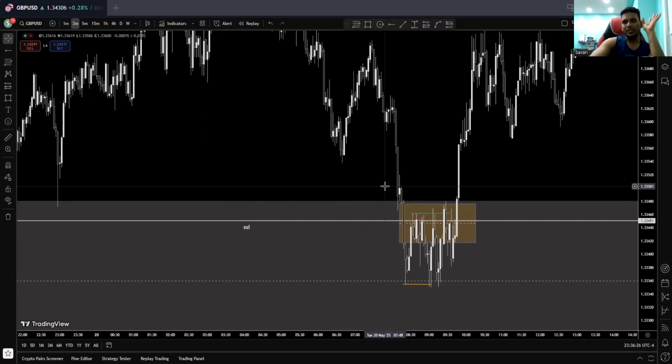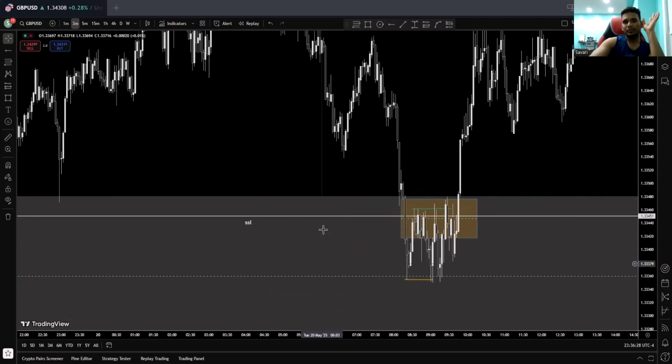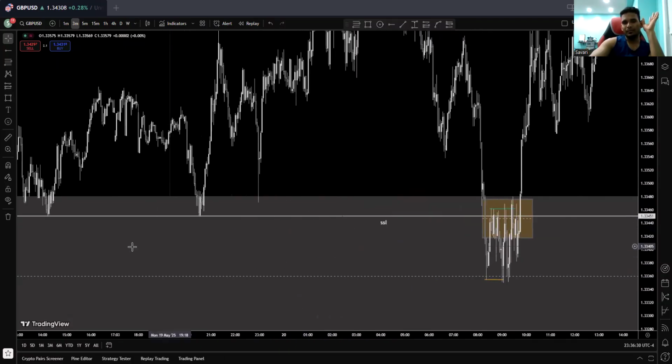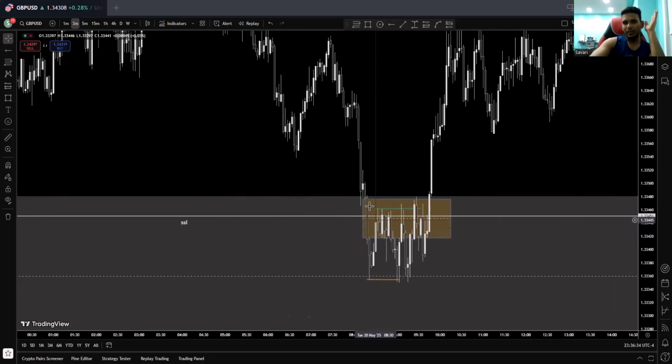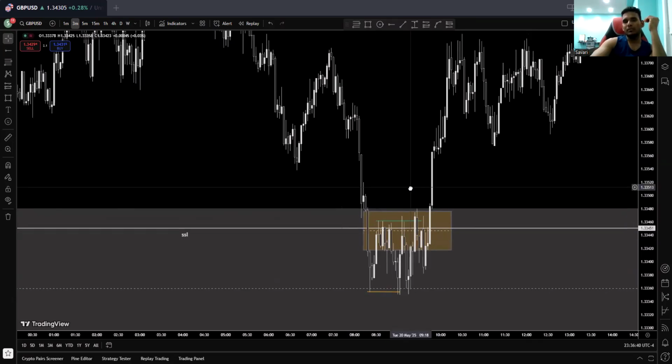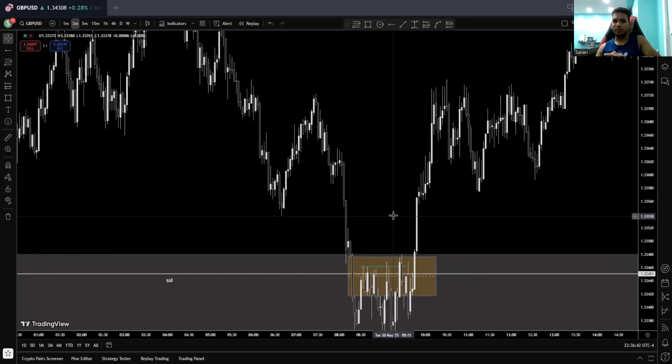Buy entry, that's the thing. And there is a fair value gap in M15 and H1. And also the expansion move tapped the 50% of the H1 fair value gap. After that, it started to give the bullish reaction. This is what we need to do. This is what we need to see.